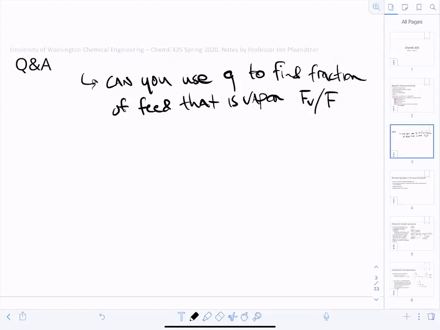Okay, so we defined in our notes that Q is equal to L bar minus L over F. And remember that L bar is the liquid flow rate in the molar reflux relative to the feed. So at our feed stage, L is coming down, and then we add some amount FL, and then we have down here L bar equals L plus FL.